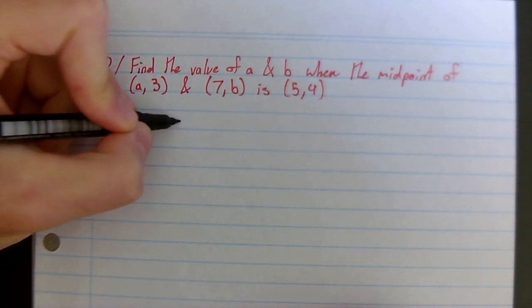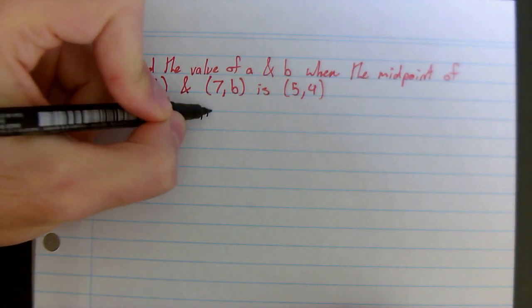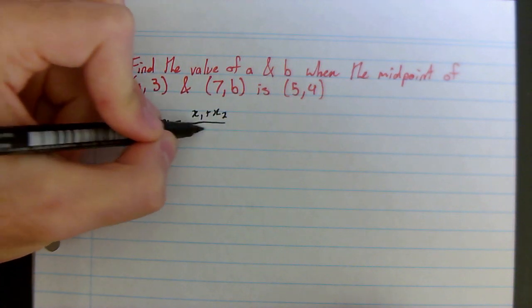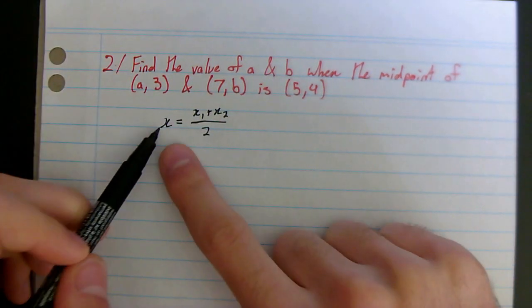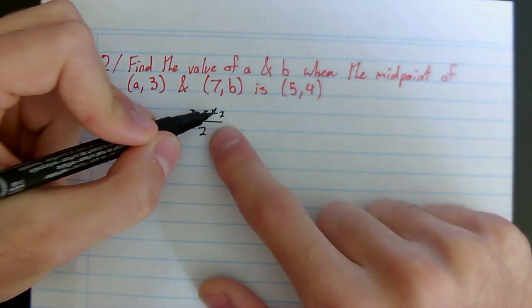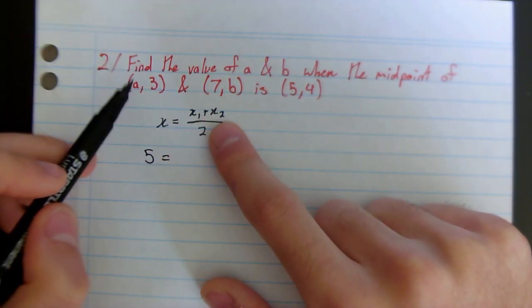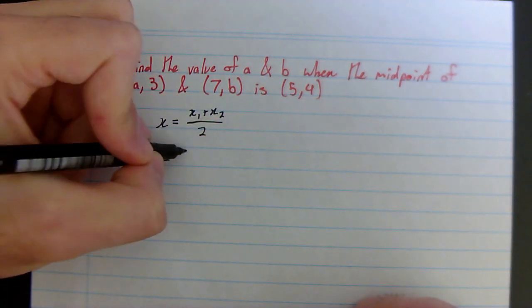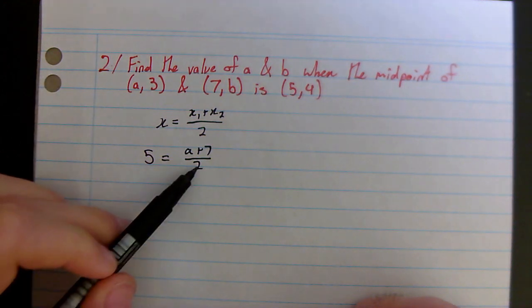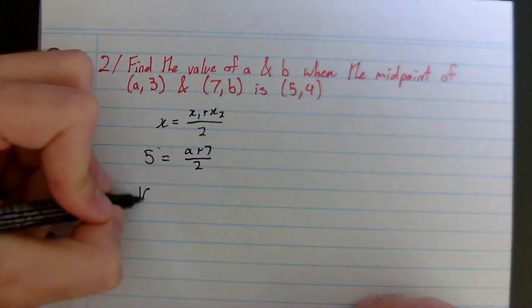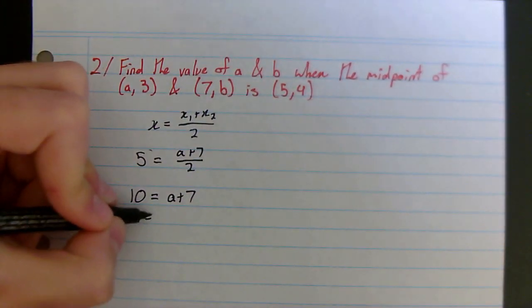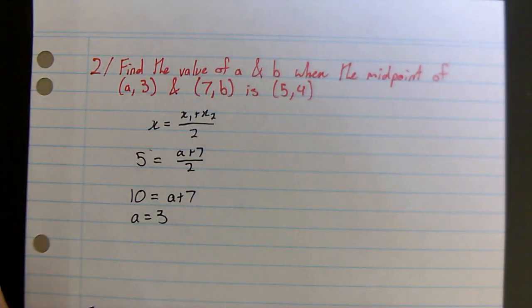So recalling the formula for the x coordinate of the midpoint, x is equal to x1 plus x2 over 2. So what's our x coordinate of the midpoint? That's 5, and that's equal to x1 plus x2, which is a plus 7, all over 2. And you solve this as an equation. Multiply by 2 on both sides, and what we get is 10 is equal to a plus 7. Subtract 7 on both sides, and you get a is equal to 3.